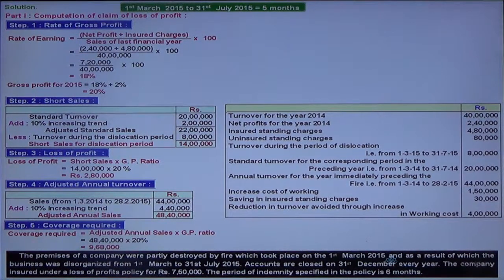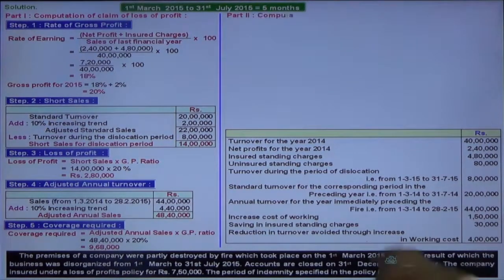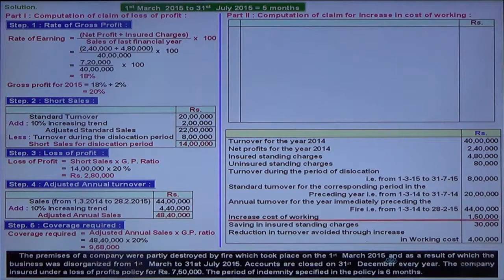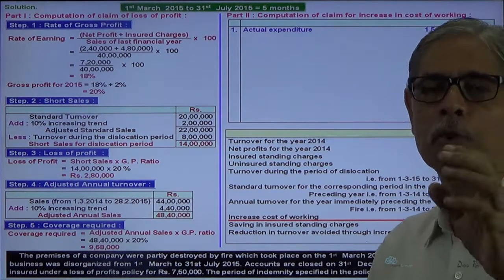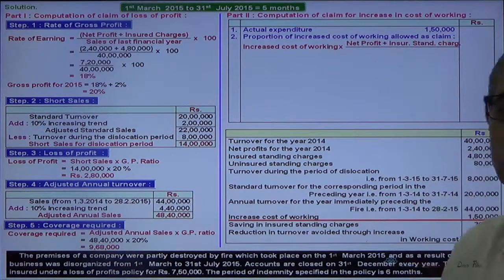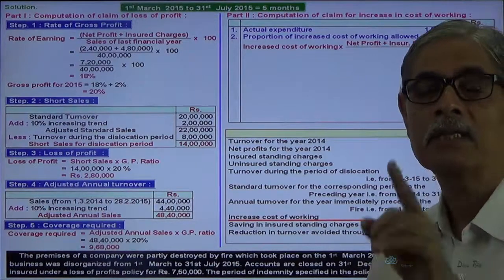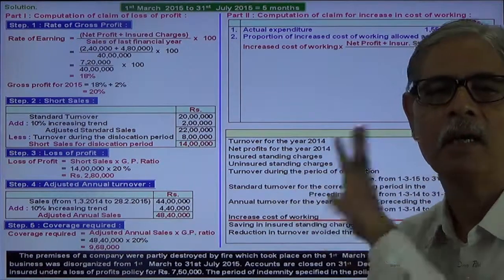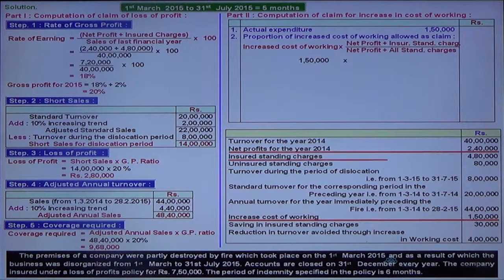Now observe. I'll make the calculation for increased cost of working. The actual expenses incurred for increased cost of working is 1,50,000. To this 1,50,000 the average clause needs to be applied, and for that there are two methods. Proportion of increased cost of working allowed as claim is equal to increased cost of working multiplied by net profit plus insured standing charges, divided by net profit plus all standing charges. All standing charges means insured and uninsured both. So to the 1,50,000 you are required to apply the proportion of net profit plus insured standing charges divided by net profit plus insured standing charges plus uninsured standing charges. That works out to be 1,35,000.